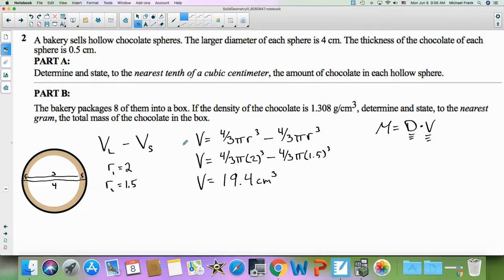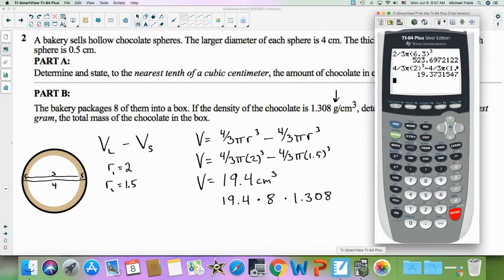So our volume is something that we're going to be finding in most of these problems. Well, we have the volume of 1, so first we have to do the volume of 8. So our final answer here is really going to be 19.4, which is the volume of 1, times 8, which will be the volume to the nearest tenth of 8. And then that'll be our total volume. To get our mass in grams, all we've got to do is multiply that by our density, and that should give us the answer to the nearest whole number.